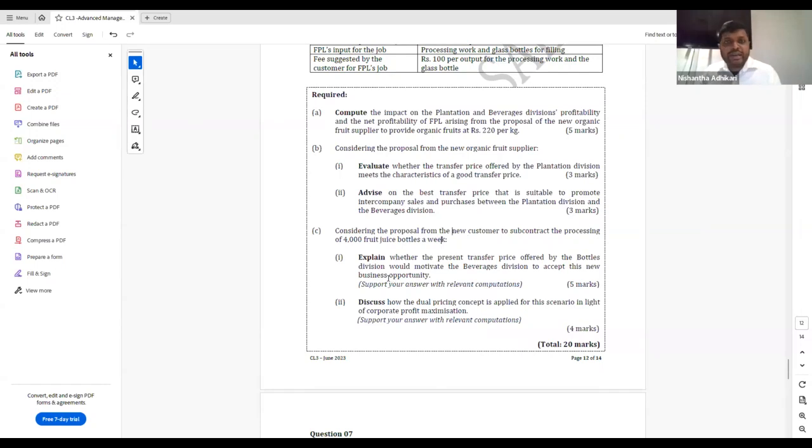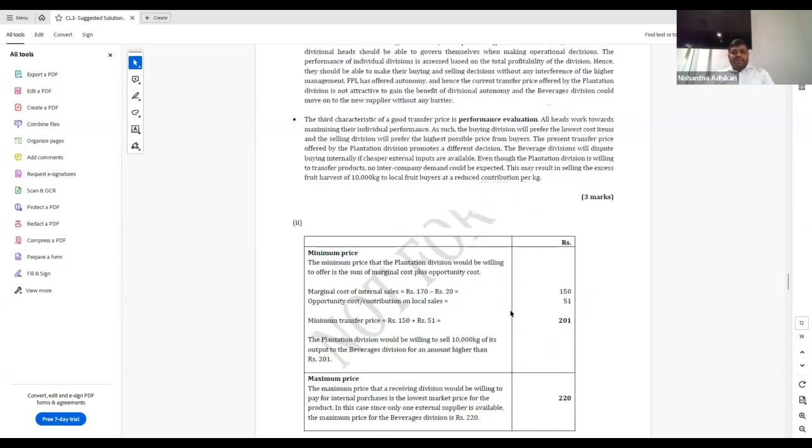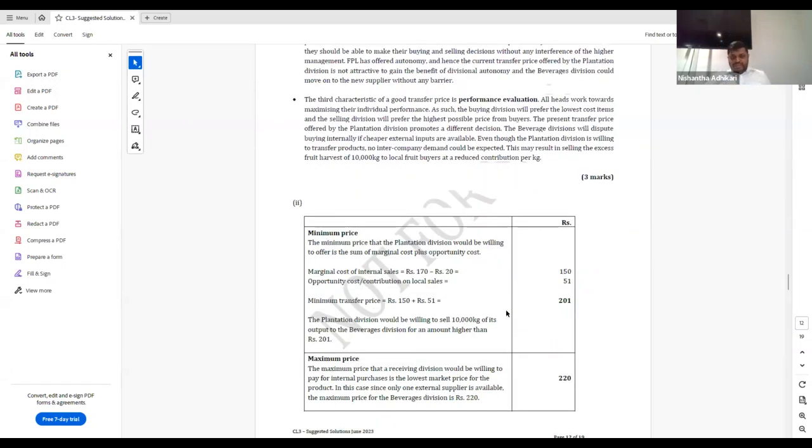Part C. If you want to show the answer, I will show you the answer. Part C also. Look at the minimum transfer price. It says, yes, the minimum transfer price that plantation would be willing to offer is the sum of marginal cost plus opportunity cost, right?